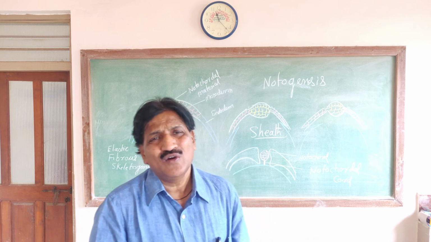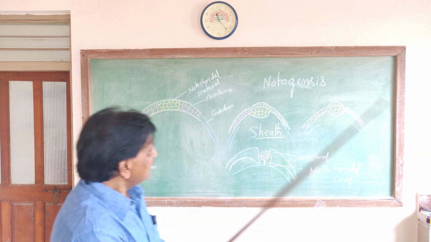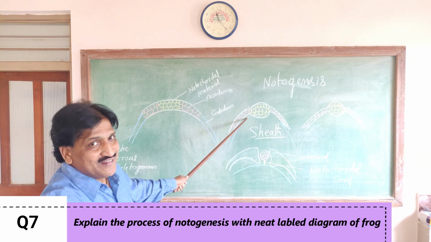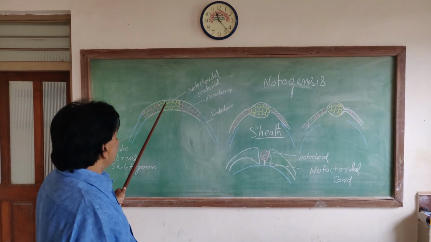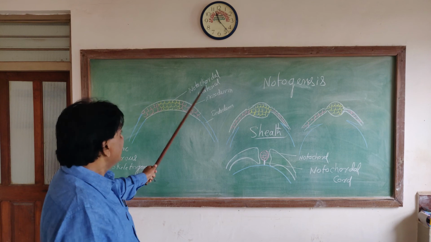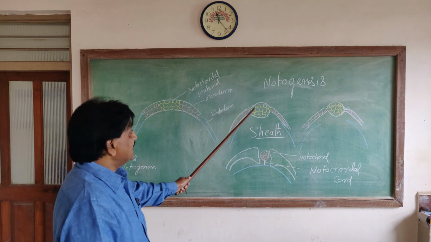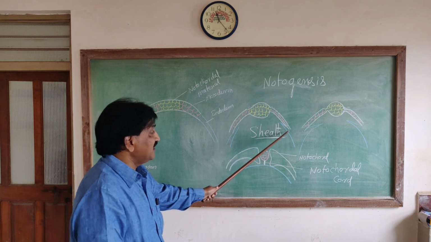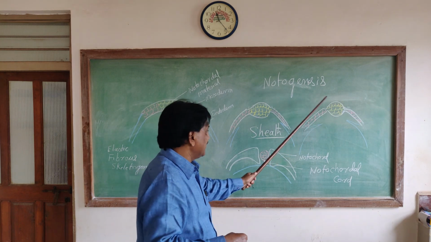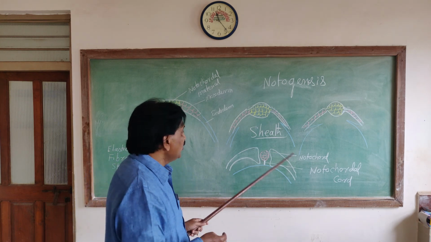Okay, this is the end of the notogenesis. It carries five marks questions. You have to draw this diagram, which is self-explanatory. You have to draw a neat labeled diagram. In the first diagram, you can show the notochordal material present adjacent to the mesoderm as well as the endoderm. It starts separating from the mesoderm as well as the endoderm. After complete separation with the help of the constriction, it transforms into a cylindrical rod-like structure called the notochord.